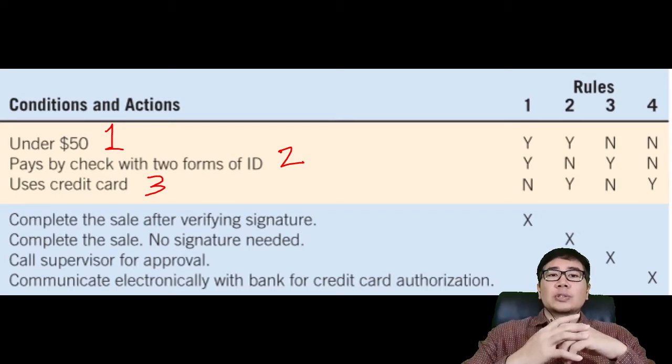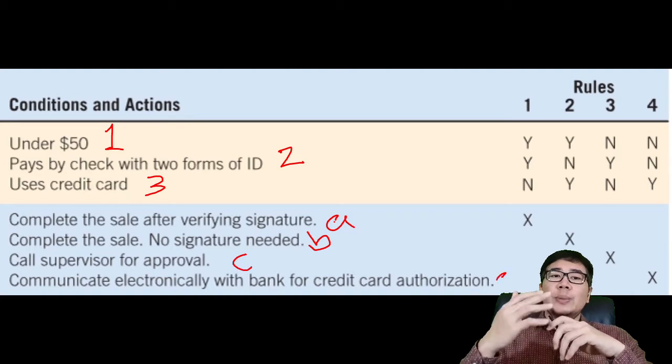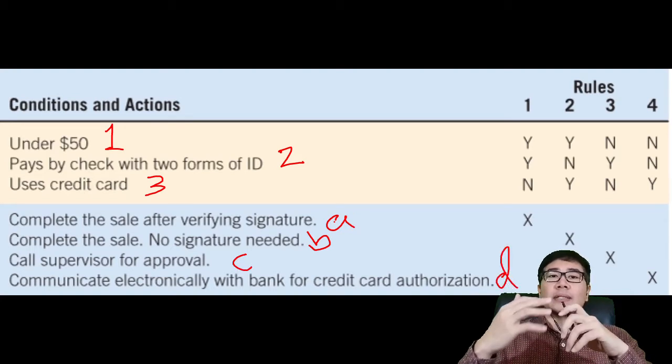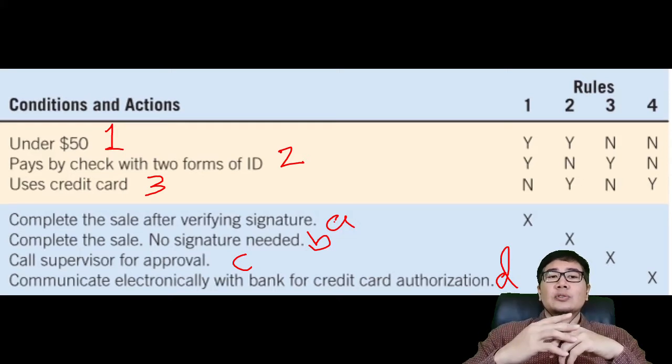Those three previous conditions lead to 4 different actions. A. The transaction is completed after the check is signed. B. The transaction is completed without any sign needed. C. Calls supervisor for approvals. And D. Authorizes the credit card electronically.